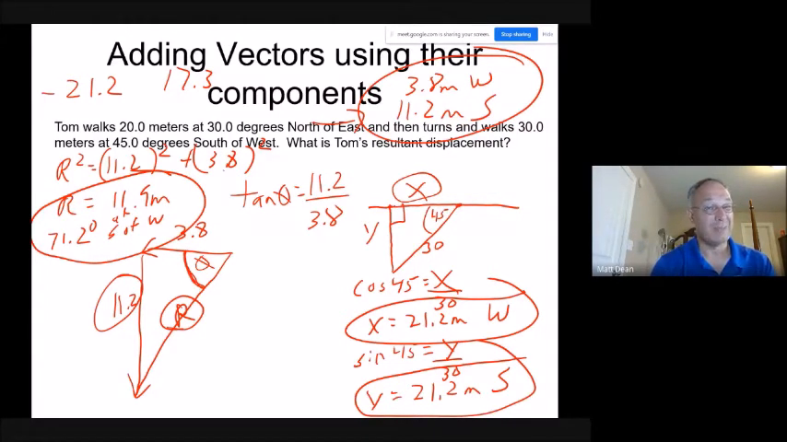So it took a lot of steps to get there. When you have vectors like this that are not horizontal or vertical vectors, break them into horizontal and vertical components first. Combine the horizontal component of the first one with the horizontal component of the second one. Do the same thing with the vertical components, and then add those sums together to get a resultant, in this case, a resultant displacement.